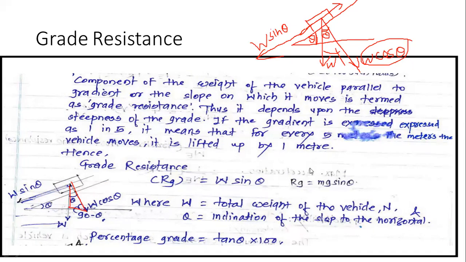Okay. So now what is this grade resistance? Here the definition is given. So this W sin theta is nothing but the grade resistance. And how can we define this W sin theta? It is the component of the weight of the vehicle parallel to the gradient or the slope on which it moves. That is nothing but the grade resistance.